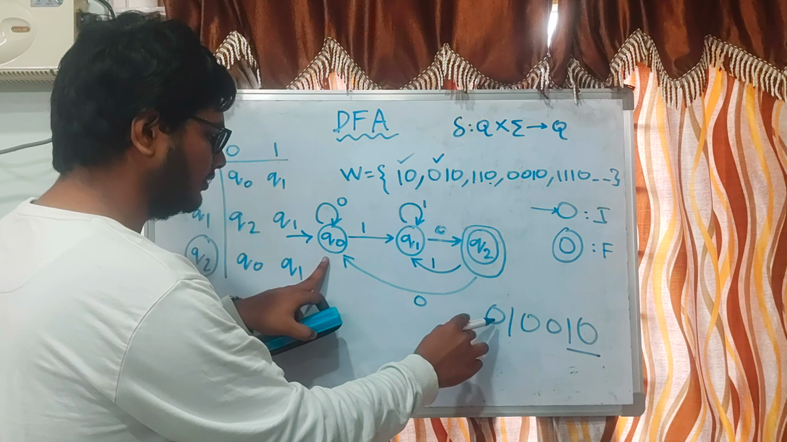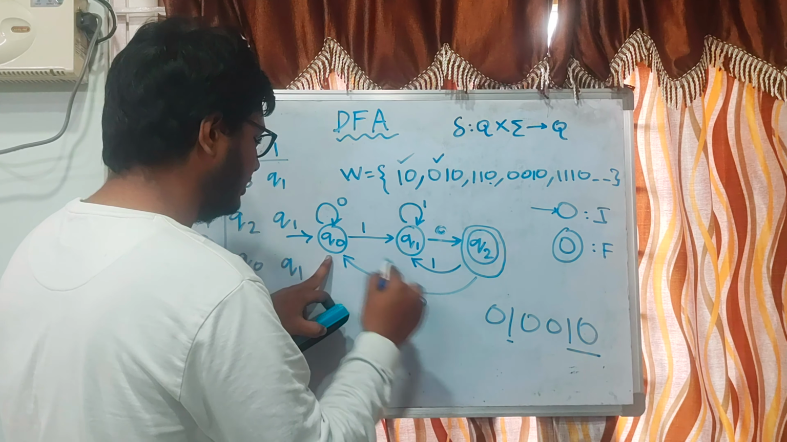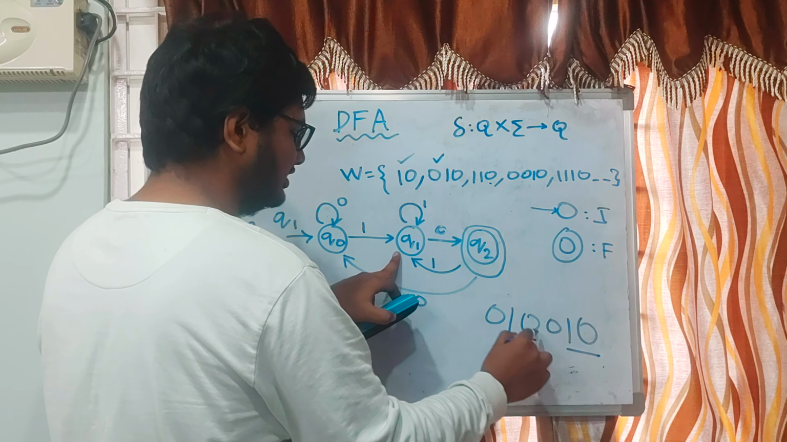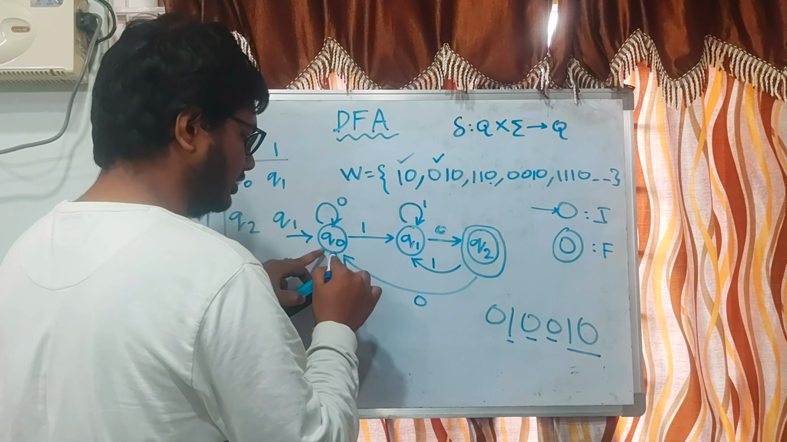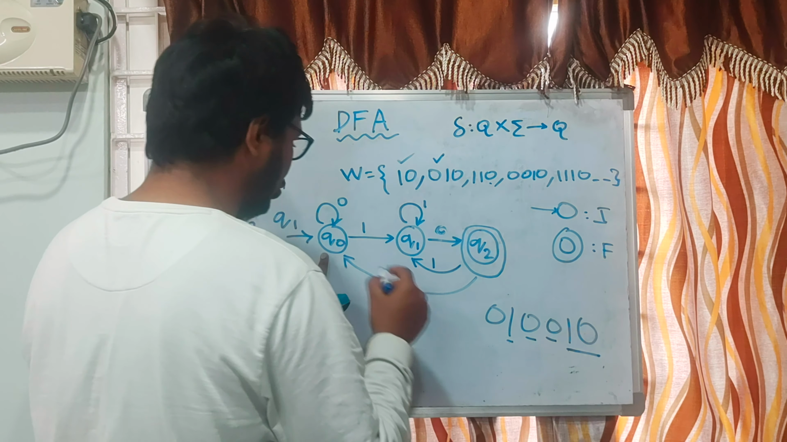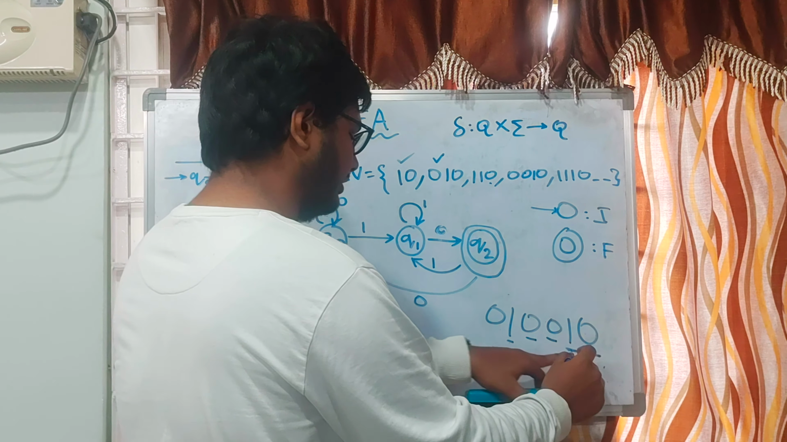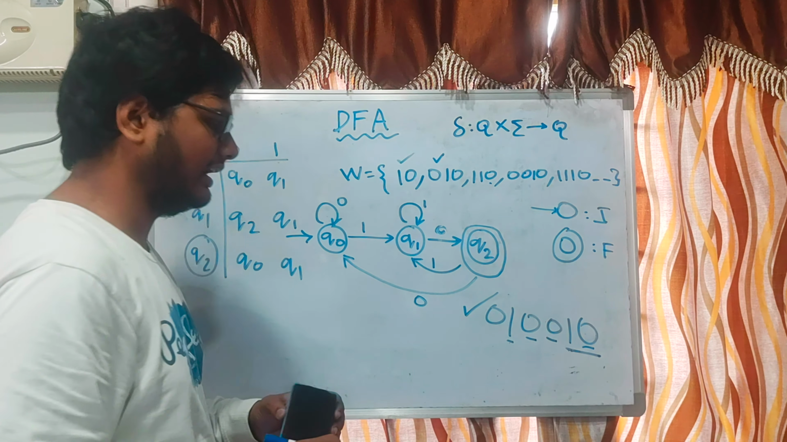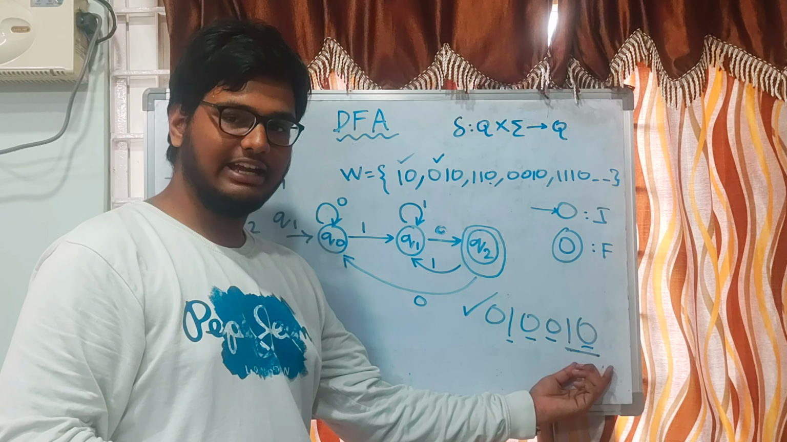Q0 on 0 will go to Q0 itself. Next 1. Q0 on 1 will go to Q1. Next Q1 on 0 will go to Q2. Q2 on 0 will go to Q0. And Q0 on 1 will get to Q1 and the last 0 will go to Q2. So this is a correct finite automata because it is verified for a string ending with 10.